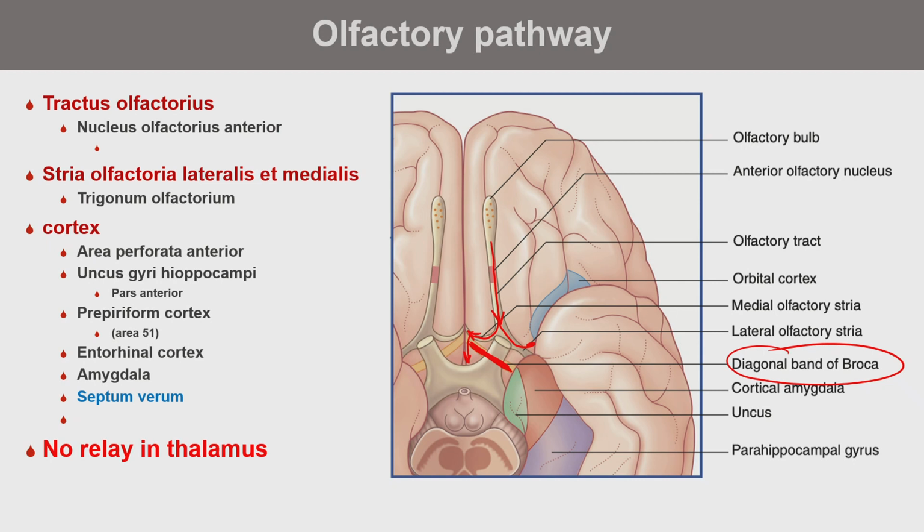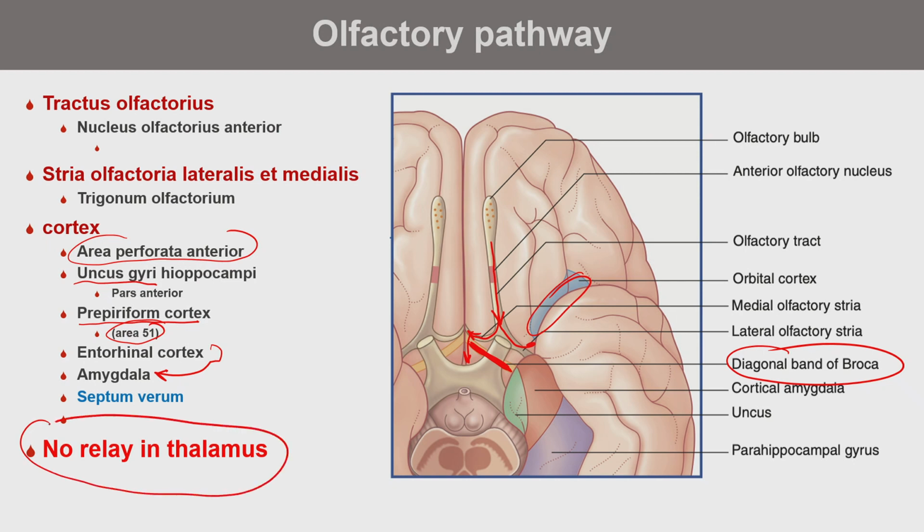So the cortical areas are area perforata anterior, uncus of hippocampal gyrus, prepiriform cortex, which is the main area where is the primary cortical region, and the association entorhinal cortex, and then also amygdala, which is able to make the memory imprint. What's important, it's the only sensory pathway where there is no relay in the thalamus.